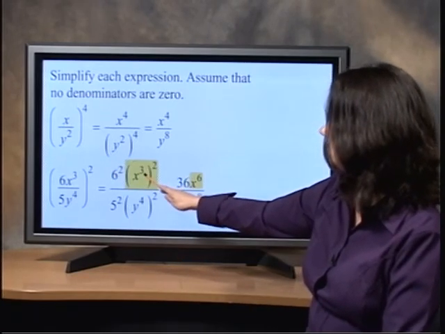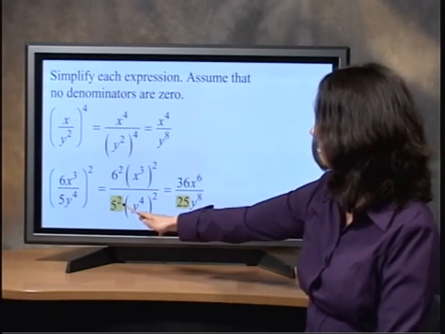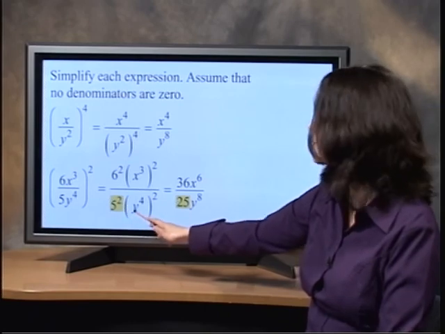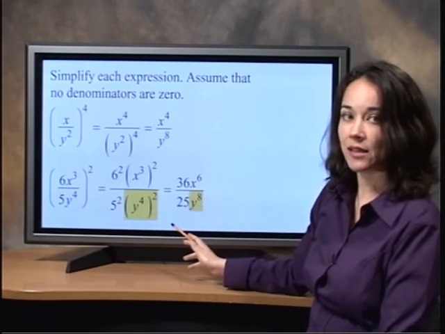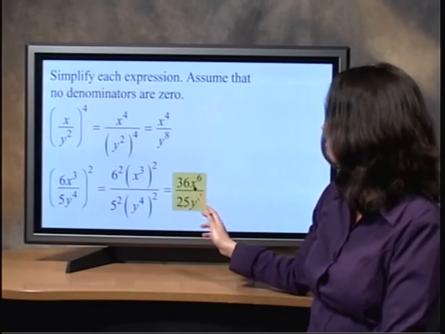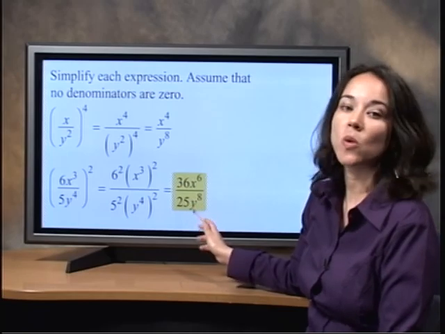Then x cubed, when we square that, 3 times 2 is 6, so we have x to the 6. In the denominator, 5 squared is 25. And then multiplying the exponents again, we have y to the 8th, which gives us a result of 36 x to the 6 divided by 25 y to the 8th.